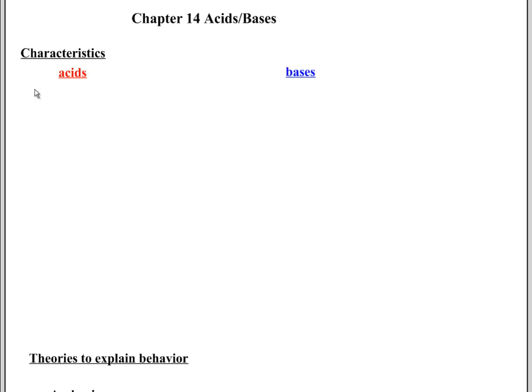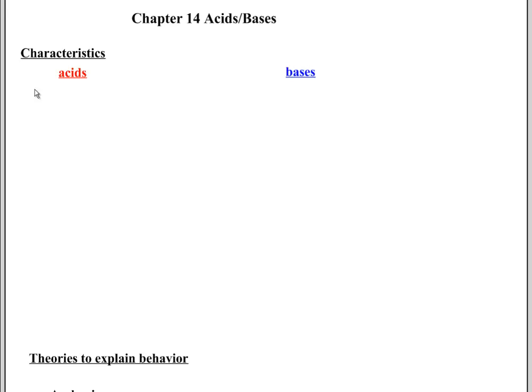Chapter 14, we're looking at acids and bases and the equilibrium between them. We're going to start out first of all by looking at the characteristics of acids and the characteristics of bases and compare them as we go through. We're going to start out with acids and the characteristics of acid.